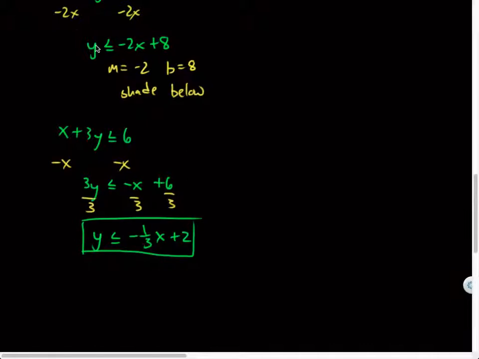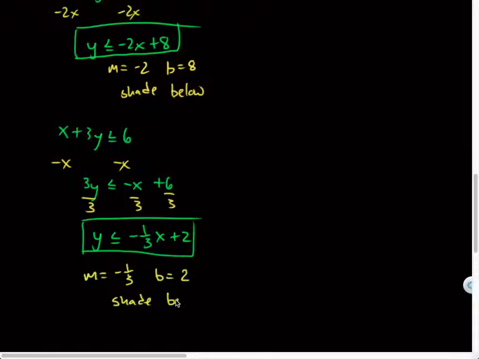I guess I'll put these equations in nice little boxes here for us. So let's see, what's the slope? Negative 1/3. B is equal to 2. Shade above or below? Below. So let's try to get a visual picture of where this is.